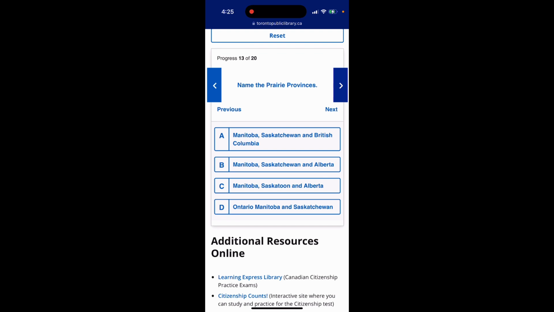Question 13. Name the prairie provinces. Option A, Manitoba, Saskatchewan, and British Columbia. Option B, Manitoba, Saskatchewan, and Alberta. Option C, Manitoba, Saskatoon, and Alberta. Option D, Ontario, Manitoba, and Saskatchewan. The answer is option B, Manitoba, Saskatchewan, and Alberta. This is an important question.